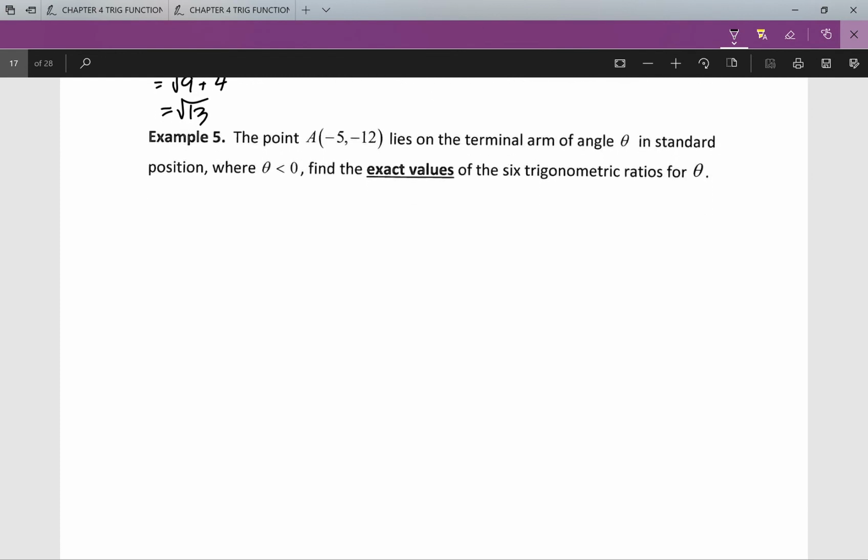The point A, negative 5, comma negative 12 lies on the terminal arm of angle theta in standard position where theta is less than 0. Find the exact values of the 6 trigonometric ratios.